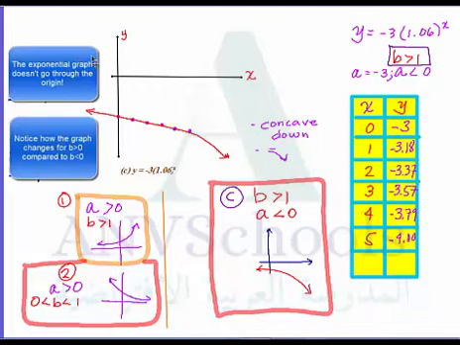Our exponential graph has an asymptote at the x-axis, or y is equal to 0, and therefore won't go through the origin. That's the common sense there. And notice how your graph changes for b greater than 1 compared to b in between 0 and 1.